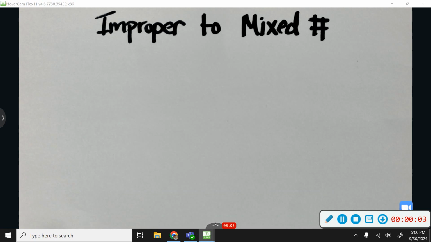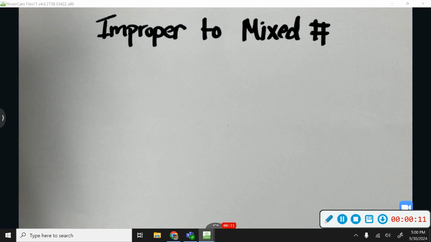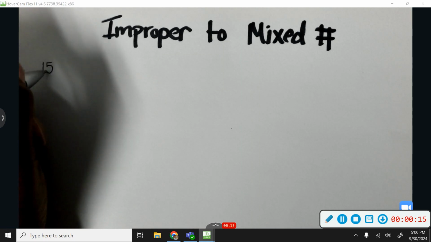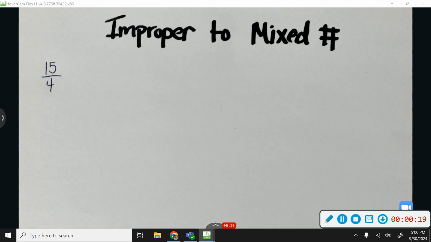Okay, so really quickly, a lot of y'all had questions on converting an improper fraction to a mixed number. So basically an improper fraction is a fraction that has a larger numerator than denominator. So let's say I have something like 15 over 4. You can obviously see it's an improper fraction because again, my numerator is bigger than my denominator. We cannot leave a fraction like this.